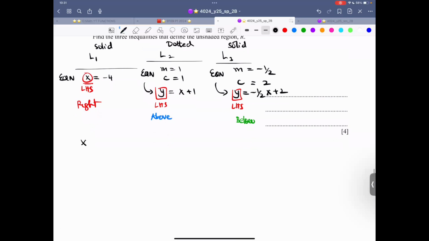So this is x is greater than or equal to -4 because it's solid. y is below, less than or equal to -1/2 x plus 2 because it's below. It's above, y is greater than or equal to x plus 1. Actually, it's dotted, so only greater. So let me highlight it again. Only greater because it's dotted. Solid, less than or equal to because it's below. Right, solid, greater than or equal to.